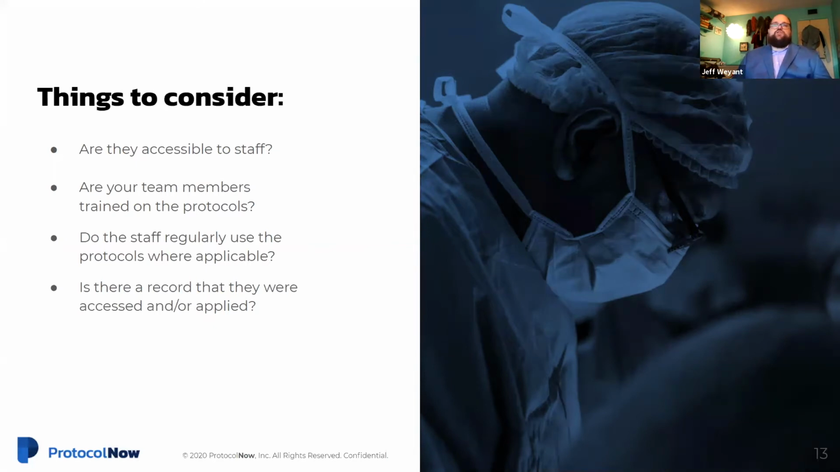Do your staff regularly use the protocols? It's not just a matter of knowing they exist and being trained on them, but do they reference them when they need to? If there's an emergent situation, do they know where to go, and do they actually do it? And the other thing is, is there a record of it? It's not so much that people use them and train on them, but can you show anybody else that this has happened? Can you prove this to anybody else that wants to come and ask?